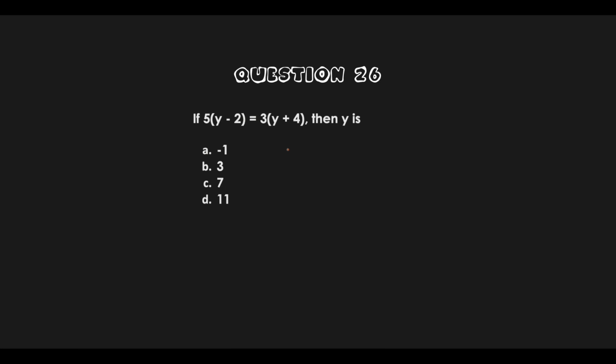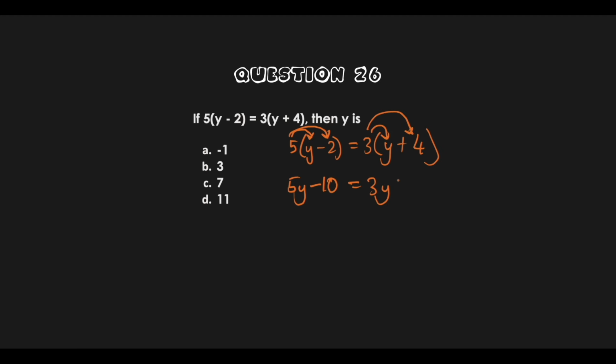So for this, we have to solve for y. The first thing we need to do is expand the brackets. When we expand the brackets, we'll be saying 5 times y and 5 times negative 2 or minus 2. So 5 times y is 5y, and then 5 times minus 2 is minus 10, which is equal to 3 times y, which is 3y. And then we'll have 3 times 4, which is plus 12. So 3 times 4 is 12.